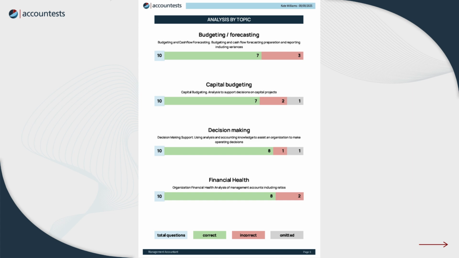Here we're covering budgeting and forecasting. So that's forward-looking interpretation and support for management. Capital budgeting, so that's making decisions on acquisitions and divestments of capital amounts. Decision making, so that's helping management make decisions using analysis of the financials. And financial health, which is looking at the health of the organisation, including ratios.